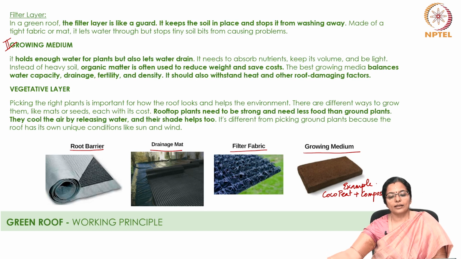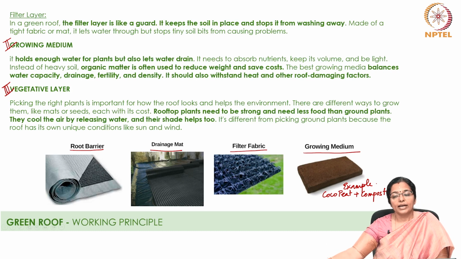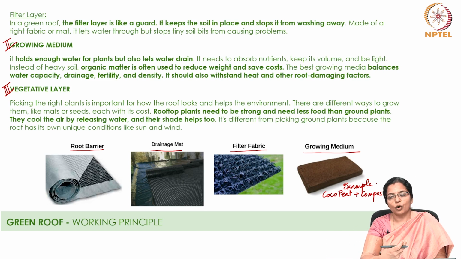And then the third layer is the vegetative layer. It is important that we select the right plants for how the roof looks and helps the environment, and also to understand what our expectation from the green roof is, whether we would want to cultivate something out of it or it is only for aesthetic and environmental purpose. So there are different ways to grow them. There could be mats or seeds. Each has its own cost repercussion.